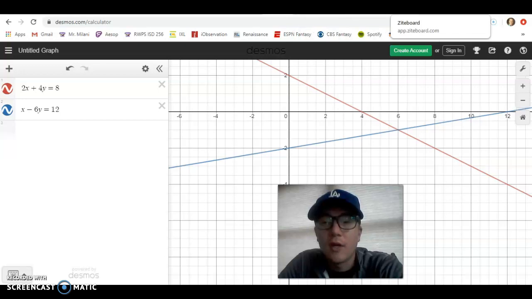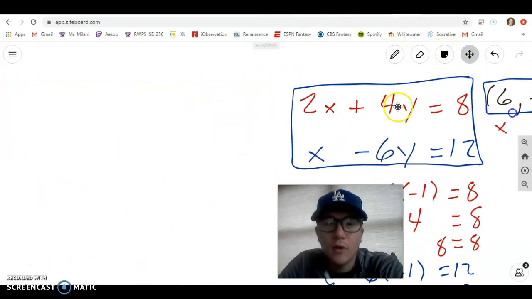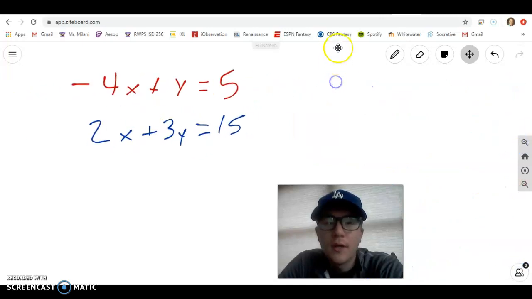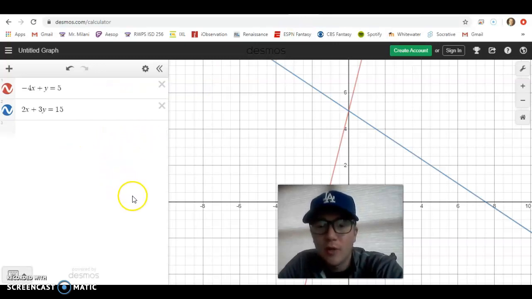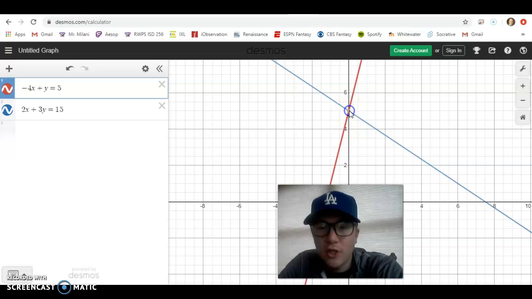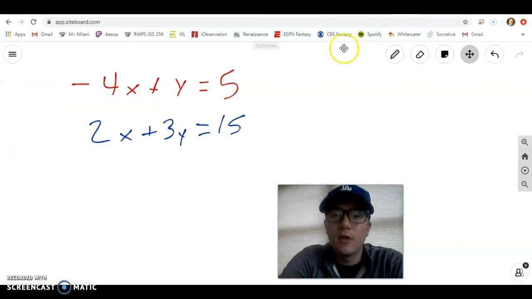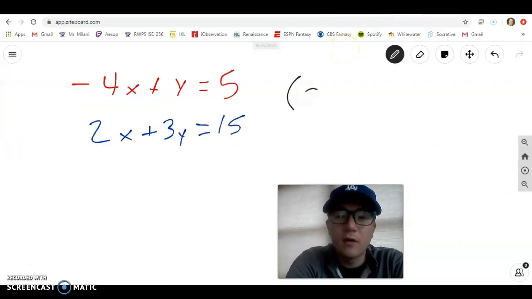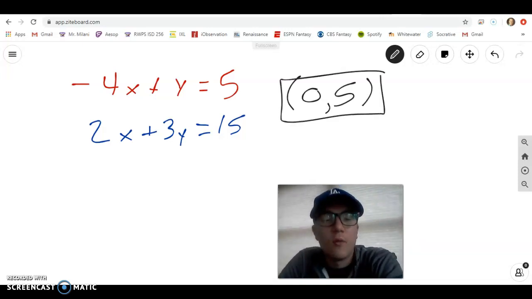So when we look at another one here, -4x plus y equals 5, and 2x plus 3y equals 15. That's this graph. Where are these two intersecting? You look for that point that they share, and it's at the ordered pair 0, 5. So the solution for that system is the ordered pair 0, 5. You need an x and a y for this. 0, 5 is the one that works for both of these.